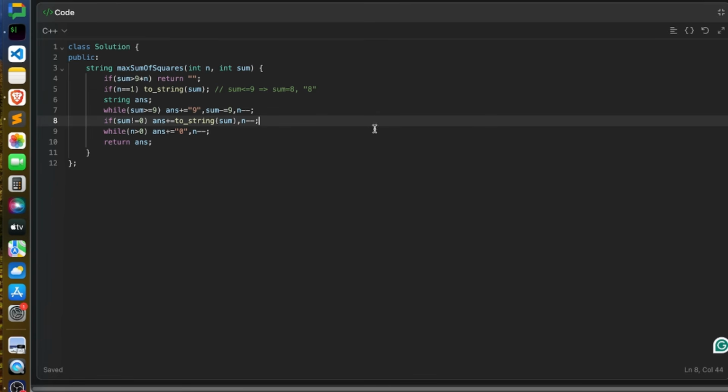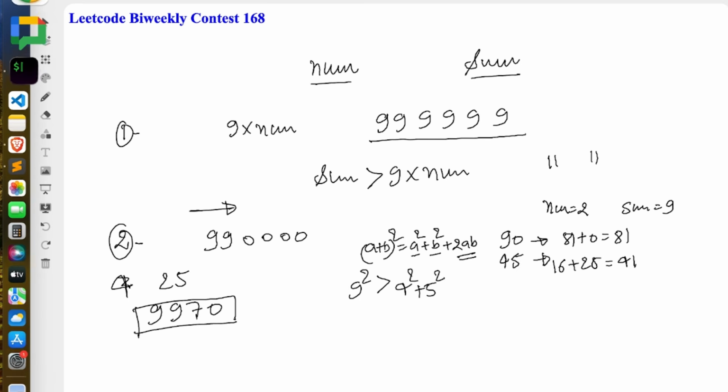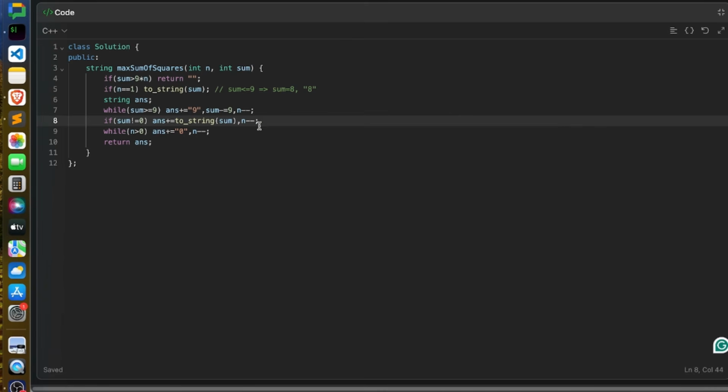Like for example, as discussed in the explanation part, the sum was 25, right? So 9, 9, 18. After that, what is left? 7. So we kept 7 here. That's what I have done here. I have kept that character, and then length minus, and after that just keep all the zeros, right? And then return your answer. So yeah, this is the code of the second problem.